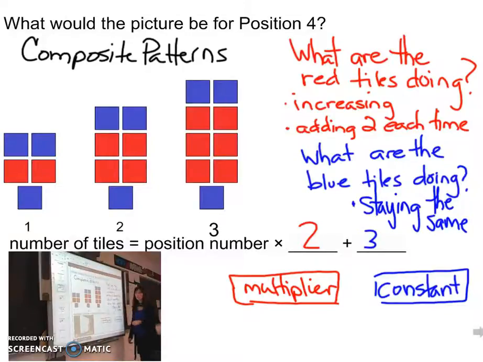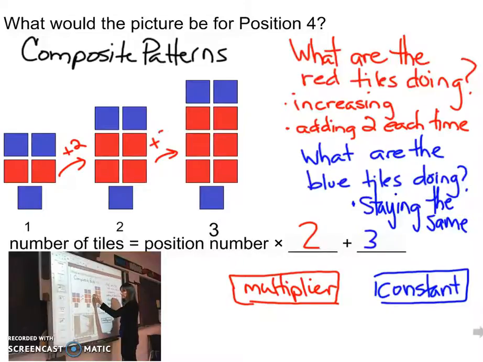I asked you some key questions, and you did an investigation by looking at the tiles, having an understanding, talking at your table groups, and we decided, what are the red tiles doing? And you had said, the red tiles are always, Mrs. Lampo, they're increasing. So I said, by how much? And you said, by 2 every time. So if we were to go to the 4th position, we know that we would be adding 2 to the next group. So therefore, we'd not have 6, but we'd have 8 red tiles here.